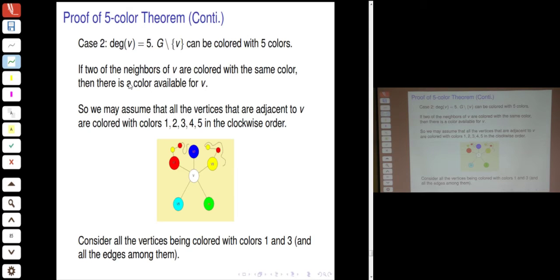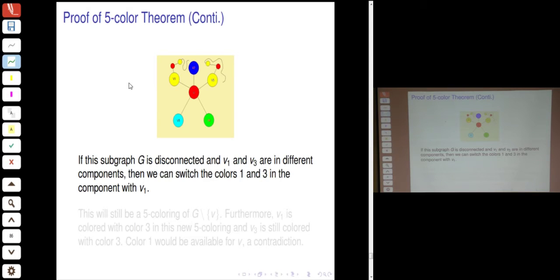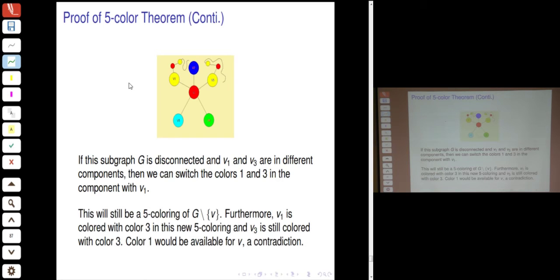So you swap the red and yellow in this component. It's still okay, right? So the result is this one becomes yellow, and that one becomes red. If you do this, you have red available here. So you can switch the colors 1 and 3 in the component of V1, so that V1 becomes yellow. This will be a 5 coloring of G minus V. Furthermore, V1 is now yellow, color 3 in this new 5 coloring, and V3 is still yellow. So color 1 is available for V, and you can color V red. So this is the first case.